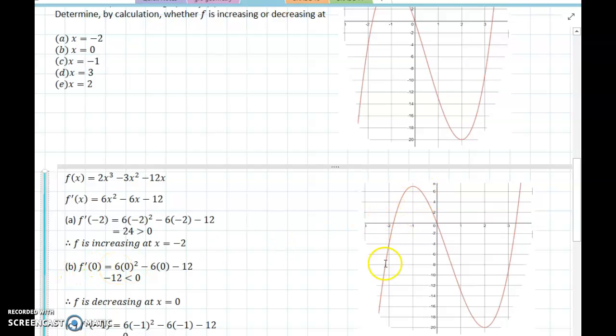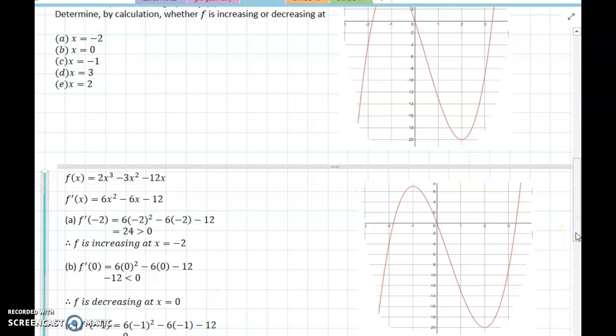What happens at the point x equal to 0? Now we can see it all graphically, but if we do the calculations, what's the gradient value when x is 0? So you plug 0 into the gradient function, you get a value of negative 12. Negative 12 is obviously less than 0. So when the derivative is negative, the function is decreasing at that point.